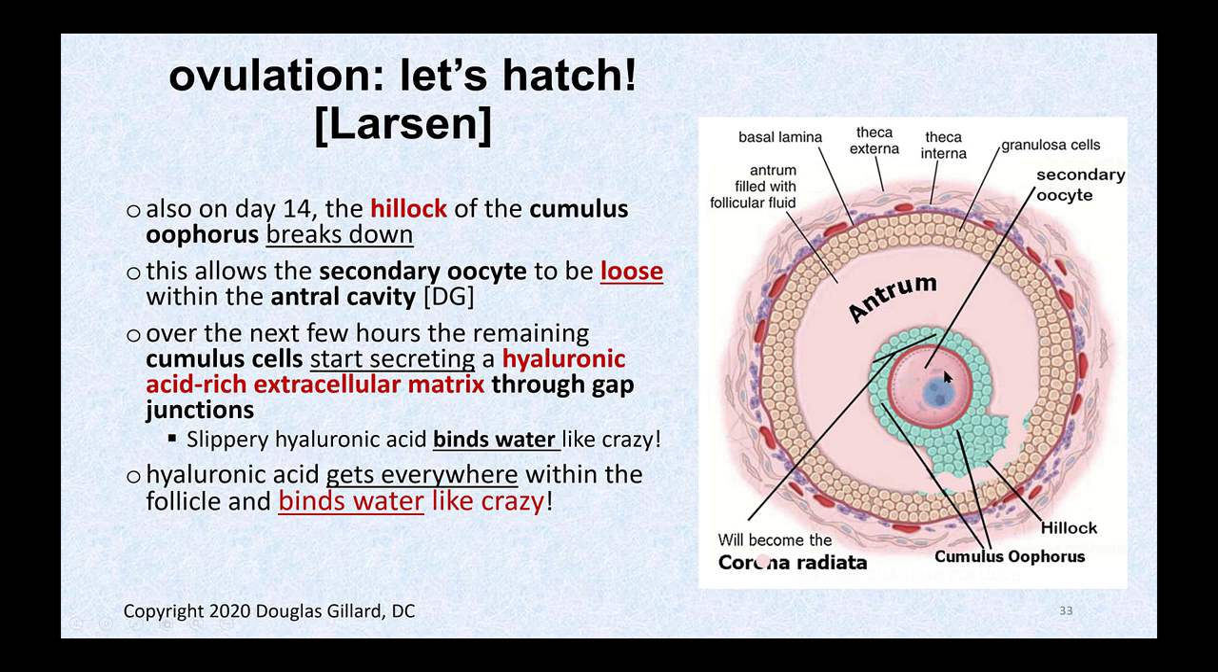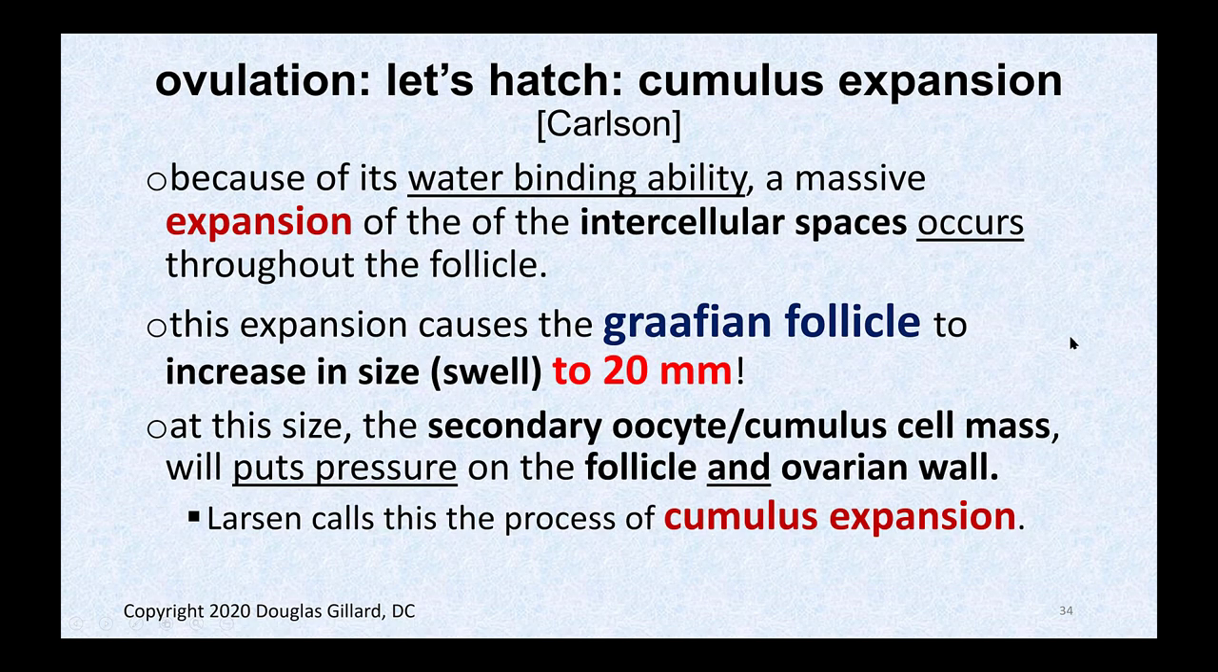This is the egg, remember. This is the container for the egg. This is what's going to get fertilized. We're leaving this whole thing behind. Okay? And because of that water coming in, the graafian follicle expands, almost doubles in size, to 20 millimeters.